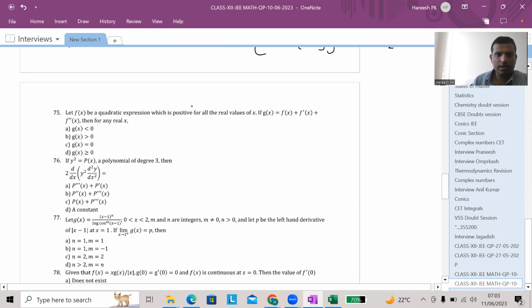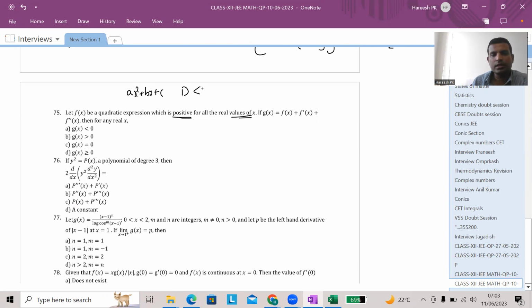G of x is a quadratic which is positive for all real values. That means a quadratic ax square plus bx plus c is always positive when the discriminant is less than 0 and a must be greater than 0. So these are the two conditions that we need to remember. For the time being, let's assume a as 1. So our quadratic is simply x square plus bx plus c.